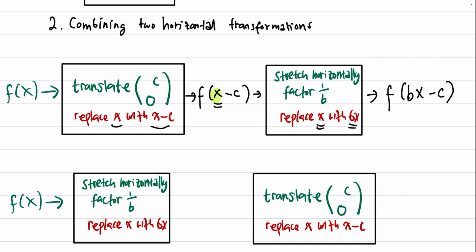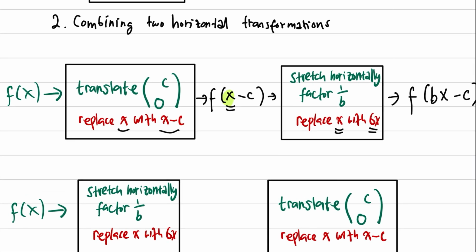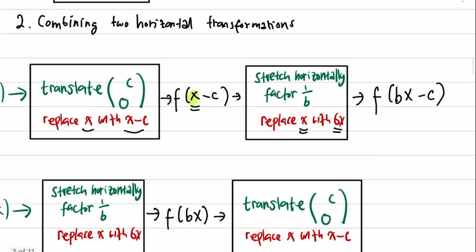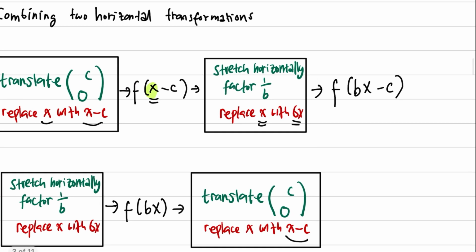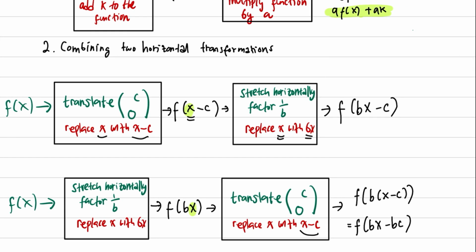That will be different if we stretch horizontally by factor 1 over b first. So I replace my x with bx. So it becomes f(bx). And then I translate that by c. Horizontally means that I replace my x with x minus c. And I replace my x in the new function by x minus c. So that will give you f(b(x minus c)). And that becomes f(bx minus bc). As you can see, the order matters because that will give you different outcomes.